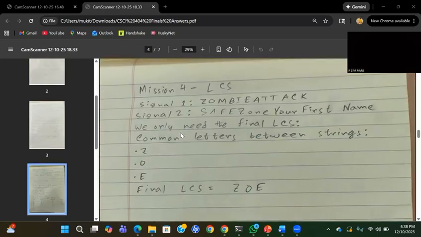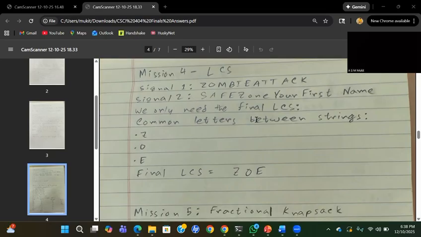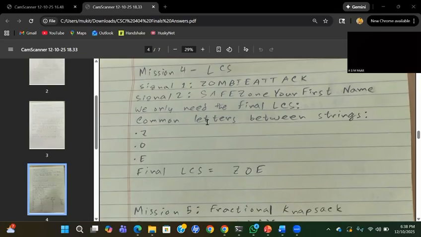Mission 4, LCS, the longest common subsequence. Here, as you can see, we had two different signals. One was zombie attacks, and signal two is save zone, your first name. We only need the final longest common subsequence. I built the DP table and compared the characters in order. The LCS that I found was ZOE. This appears in both strings, so it is the longest common subsequence.